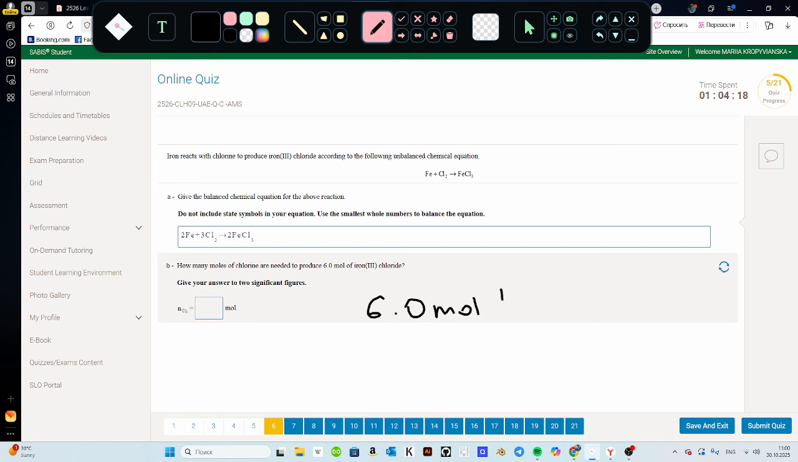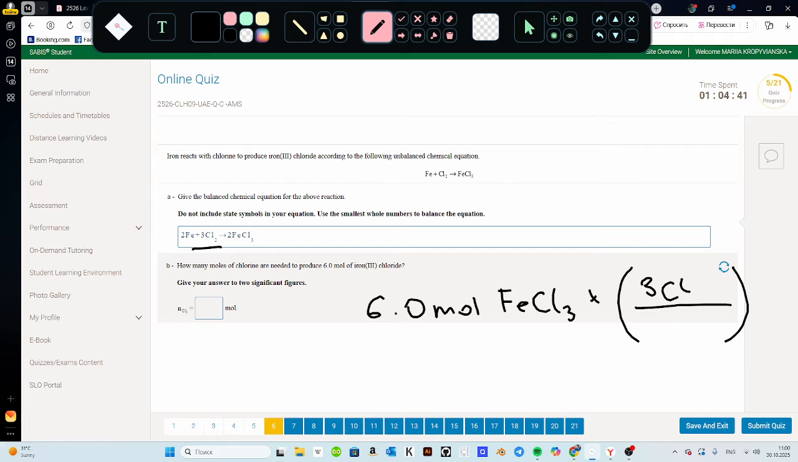Sorry, that's CO3. So that's going to be, we're going to times that by the stoichiometric ratio, which is basically, on top goes what we don't know, what we're trying to find, so Cl. From our balanced chemical equation, we can see that it's 3 Cl. On the bottom goes what we know, based on what is given.